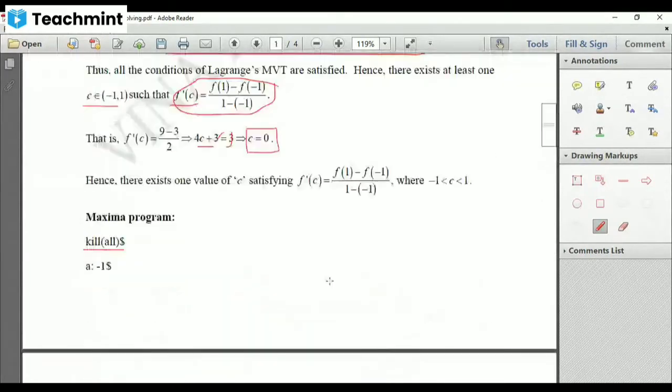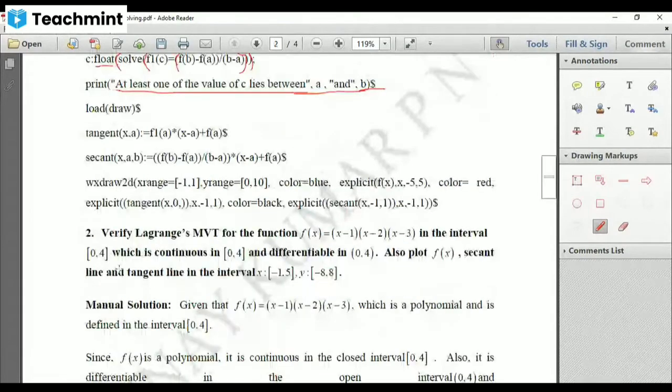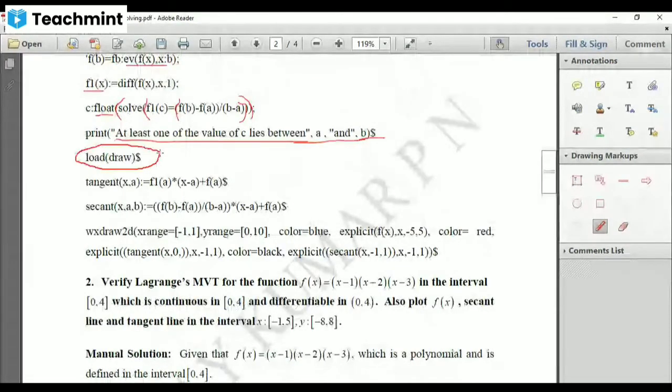Now to plot the graph of f of x, the secant line and the tangent line, let us do this. What is that? Load draw function. So you have to load draw. Then let us define the tangent equation.